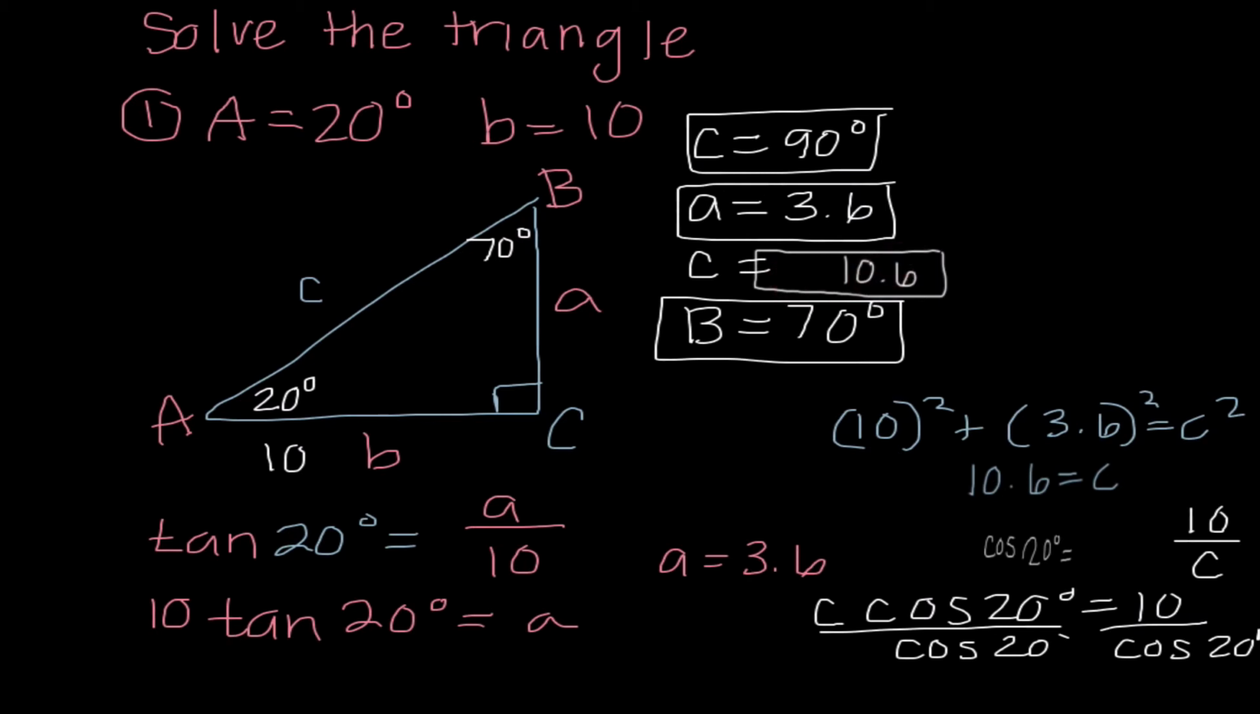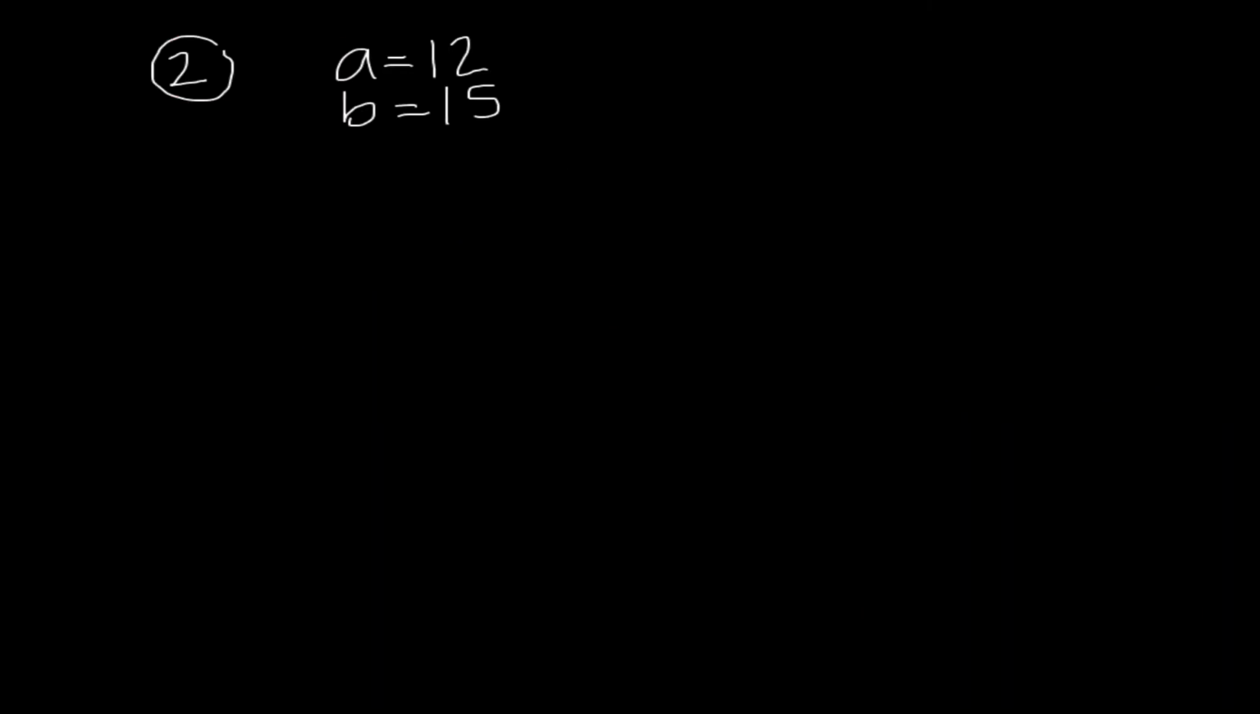If we look at this triangle, our answers do make sense because we know that the biggest side should always be across from the biggest angle. So it makes sense that B is bigger than A as well. Okay, we're just going to do one more of these before we get into our word problems.